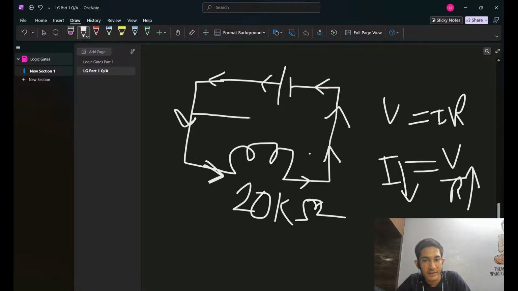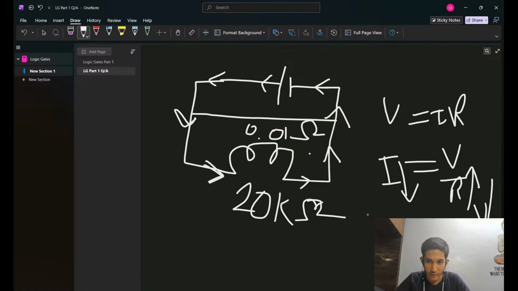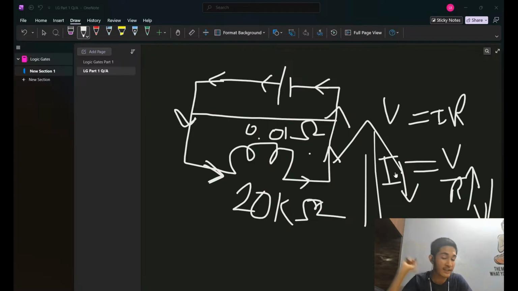Now, here's a problem. Let's introduce a stray connection, like 0.01 ohms. Now, R is pretty low, so I will jump up, right? It'll be very high. This actually explains the path of least resistance. So what will happen is that electricity will flow very fast.